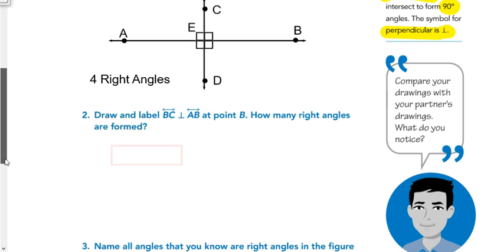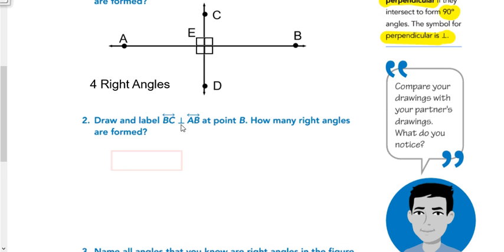Number 2, draw and label line BC perpendicular to line AB at point B. Okay, how many right angles are formed? So it's exactly the same, you're just going to have to label it differently, right? BC and AB, so AB and BC. So instead of CD, you're going to put BC, and instead of E, you're going to put B. So it's basically the same thing as number 1.